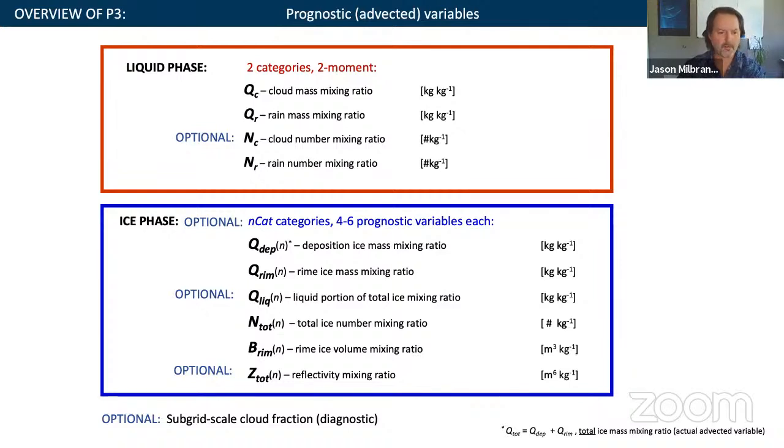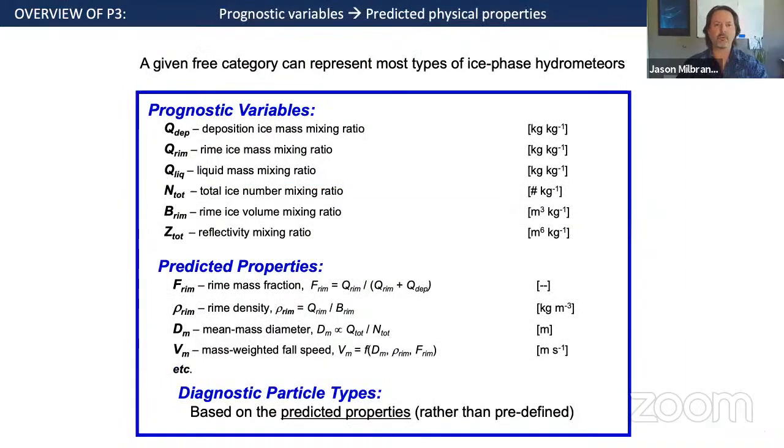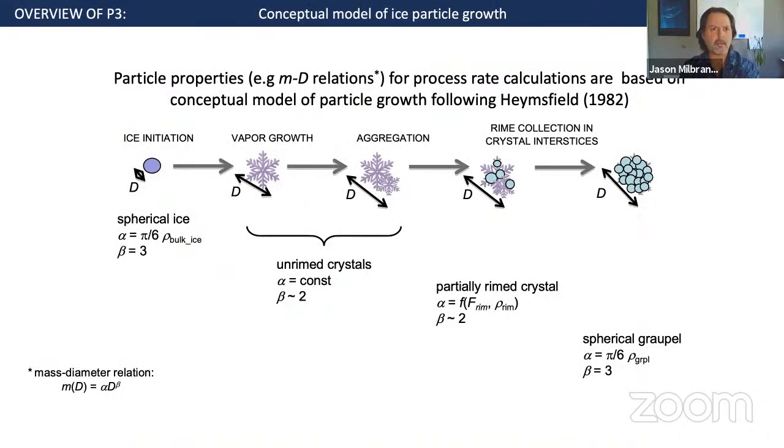And we also have an option now for the subgrid scale cloud fraction so that it can be used in larger scale models. So the choice of prognostic variables was made specifically so that we could focus on the evolution of various physical properties. And if you have these physical properties, you can then diagnose particle types. So it's not that P3 does not have graupel, it just doesn't have something that's predefined as medium density graupel. It depends on the predicted property. And I'll show an example of what that means in a moment.